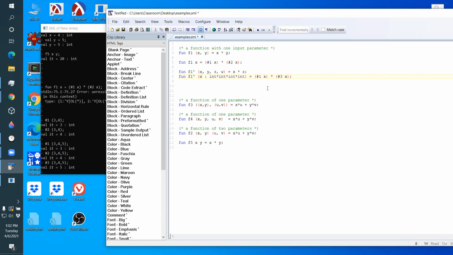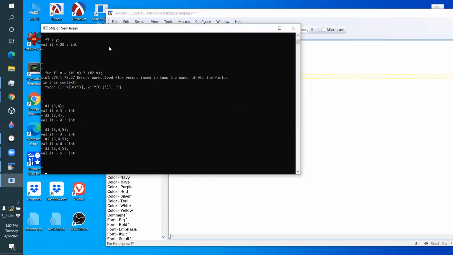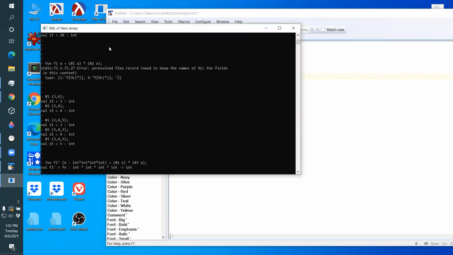So I tell ML that it's 4 ints. Here it's pattern matched. See, ML really prefers pattern matching. Here it's pattern matched. But see, the key is that this shows me it's really only one input. So now I can do this. And then I can say F1 prime of the single input.